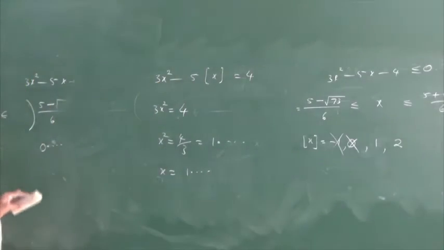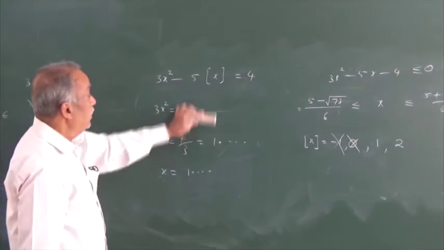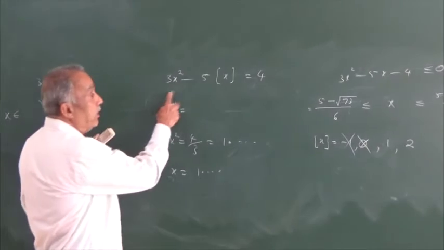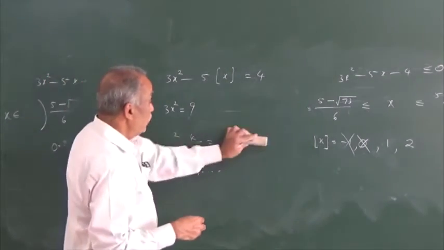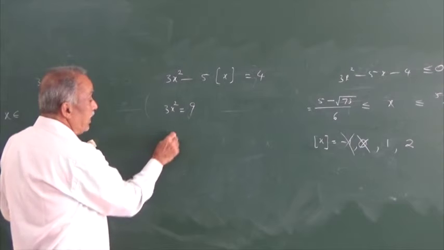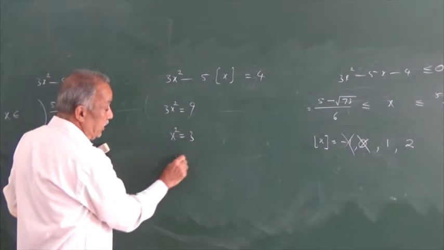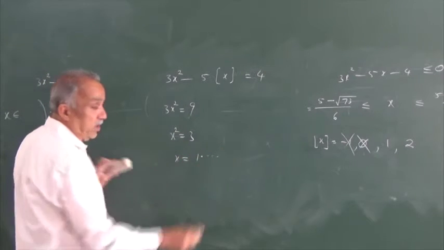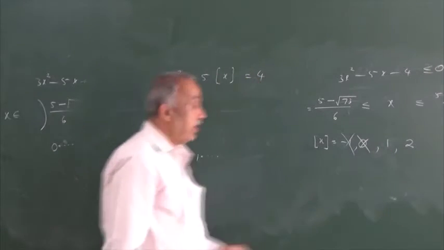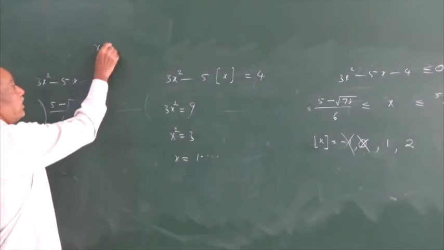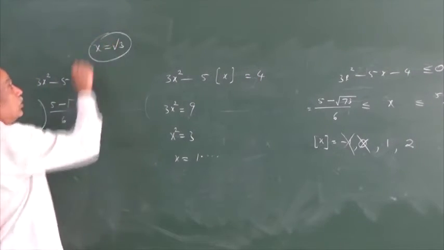Next possibility, integer part x equal to 1, the equation will become 3x² = 9. So, x² = 3. So, x is equal to 1 point something with the integer part 1. Does it satisfy this requirement? Yes. One solution for my equation is x = √3.